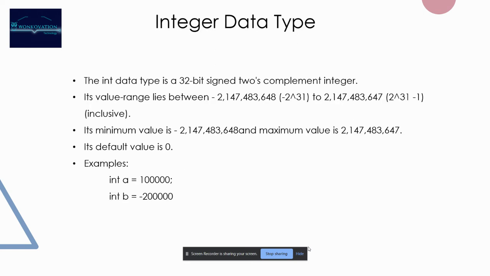Now, integer data type. The int data type is a 32-bit signed 2's complement integer. Its range lies from minus 2 to the power 31 to plus 2 to the power 31 minus 1. This is really a large number. Its minimum value is minus 2 to the power 31 and maximum value is 2 to the power 31 minus 1. Its default value is 0, and here we declare two integer variables as an example: int a equals to 1 lakh and int b equals to minus 2 lakh, which is in the range.